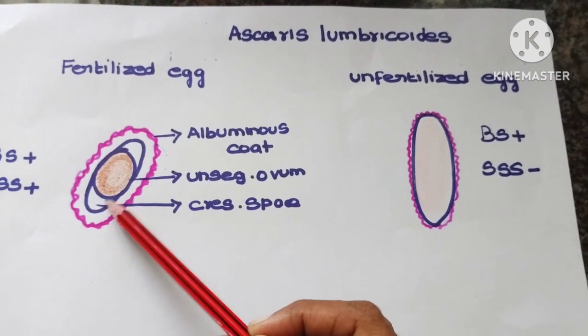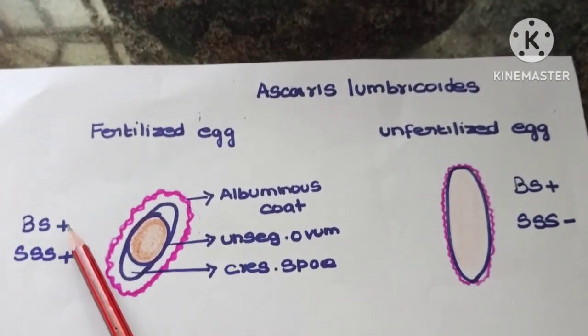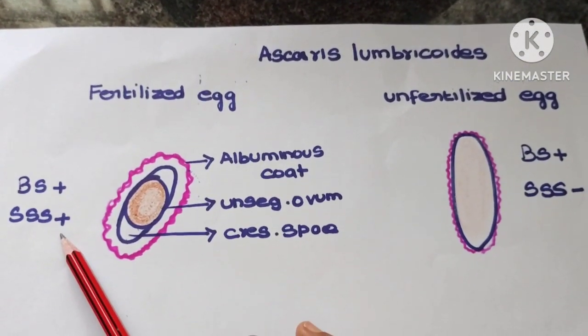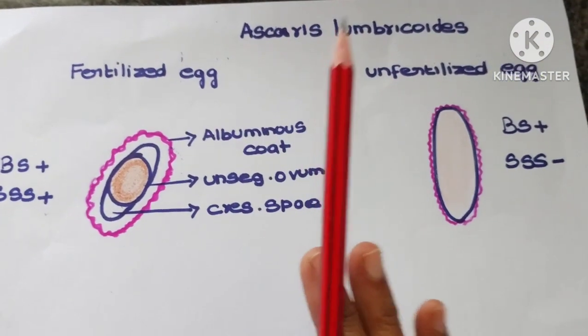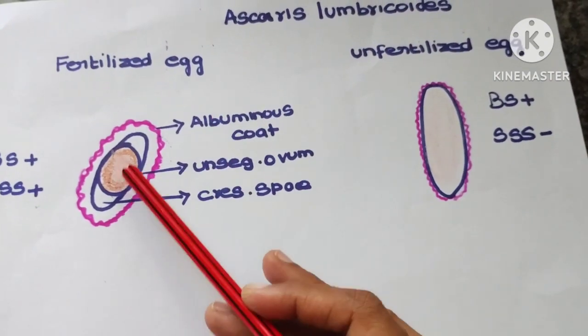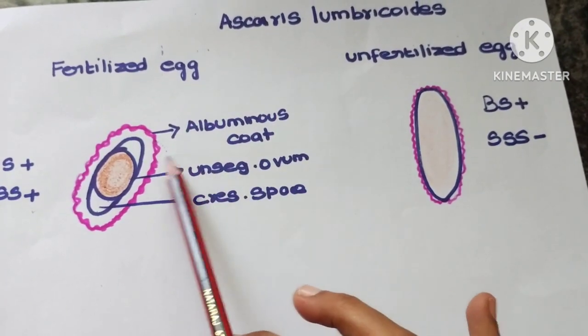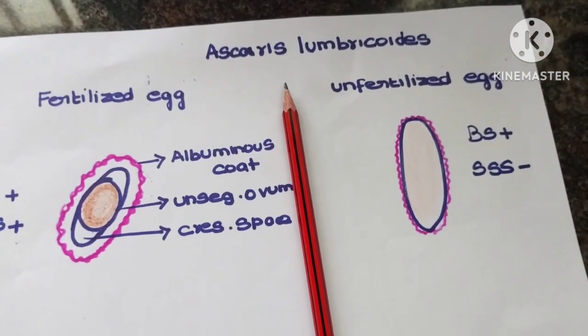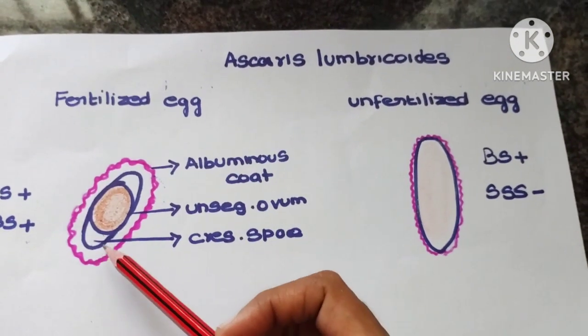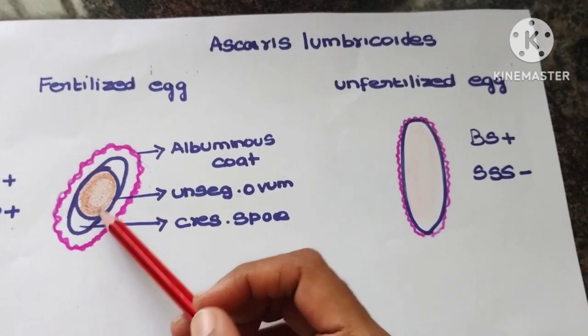It is bile stained, and it will float in a saturated salt solution. If it is fertilized, just remember it will be like perfect. It will have a well demarcated albuminous coat, and a demarcation will be seen between the outer membrane and the ovum.